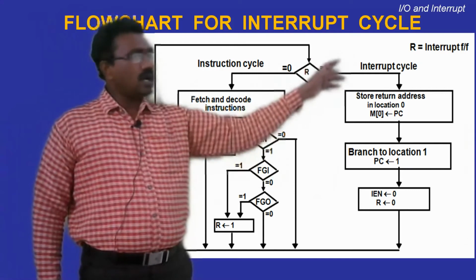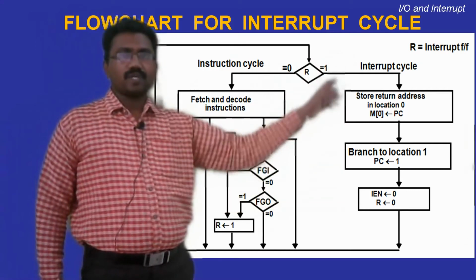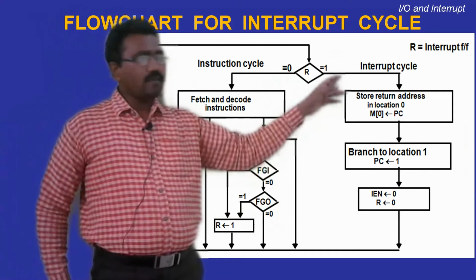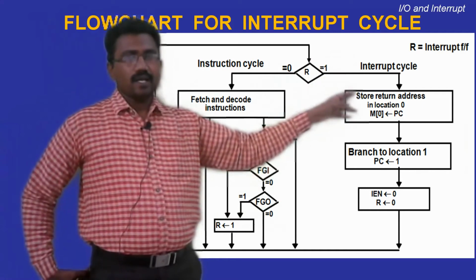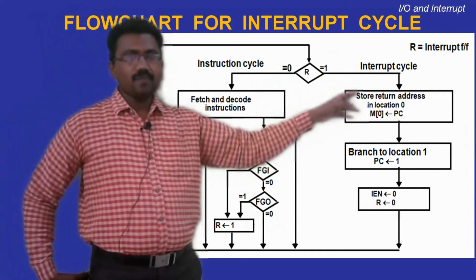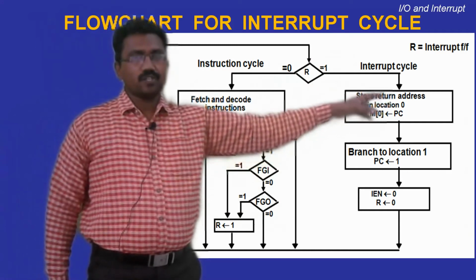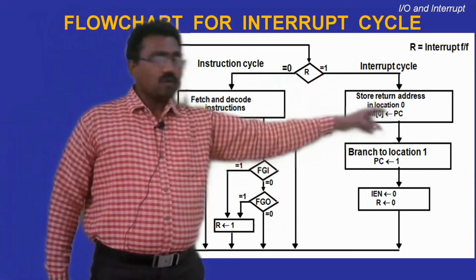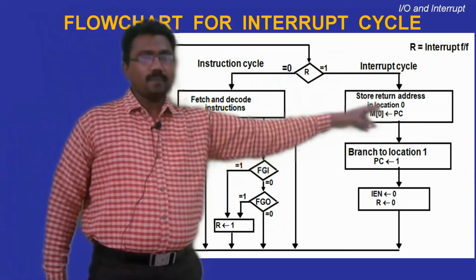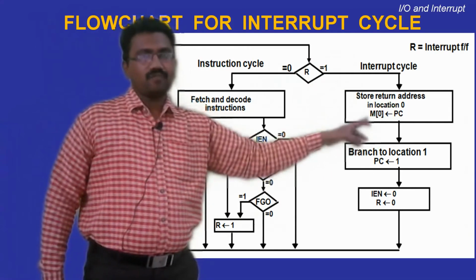These are the operations involved during the interrupt cycle. Whenever the interrupt occurs, store the return address. In this computer, store the return address in memory location 0. At present the return address is available in PC, so PC to M of 0.